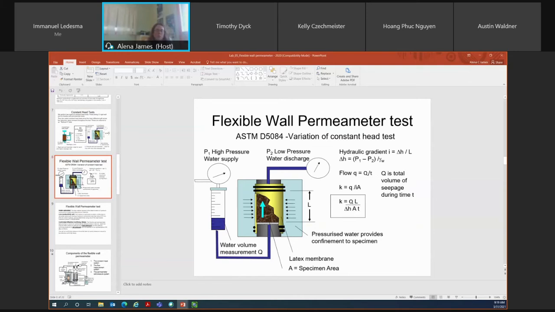You use pressurized water in a flexible wall permeameter test to provide confinement to the specimen. In a flexible wall permeameter test, you place your specimen in a flexible wall permeameter cell. You put a latex membrane around the specimen, and you put porous stones above and below the specimen with some filter paper as well. And you'll have a top cap and a base cap on your specimen.